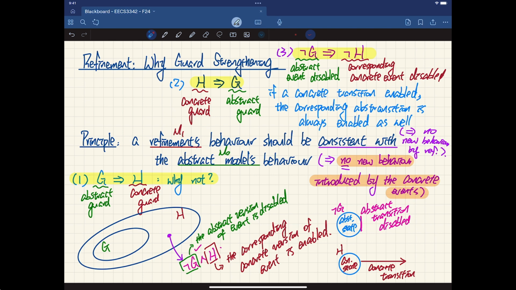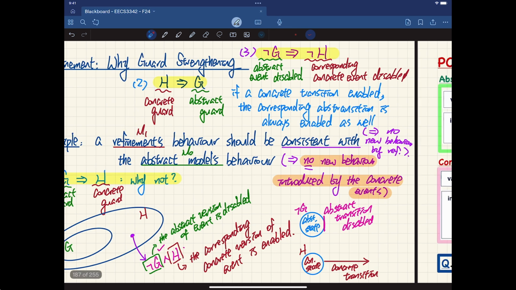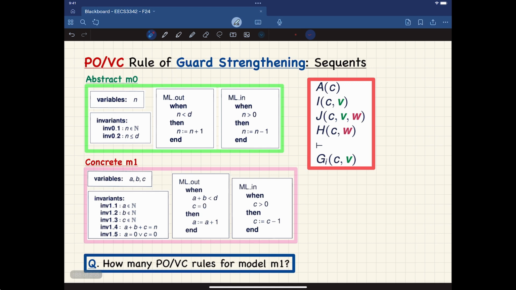All right, we got 5 more minutes. I think what we can do is we can try to look at the proof obligation and try to formulate it, and we are done. Okay, so that's the actual proof obligation.